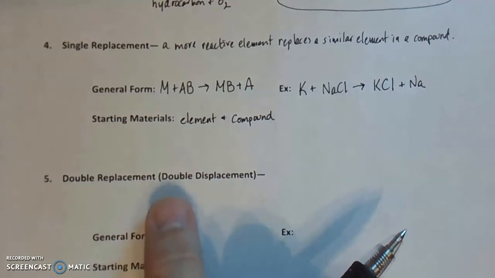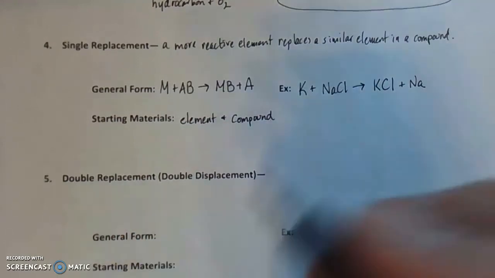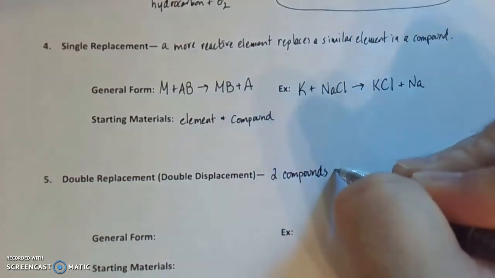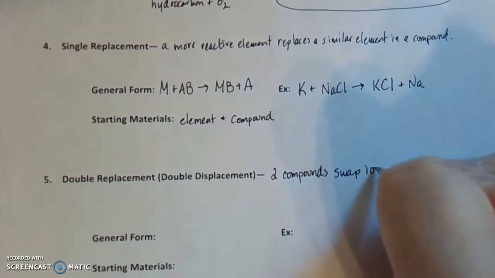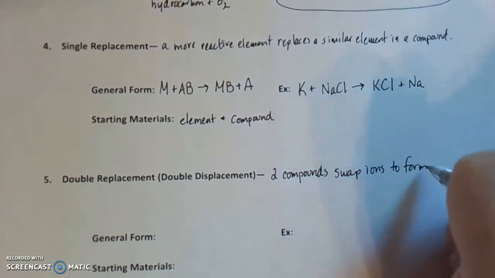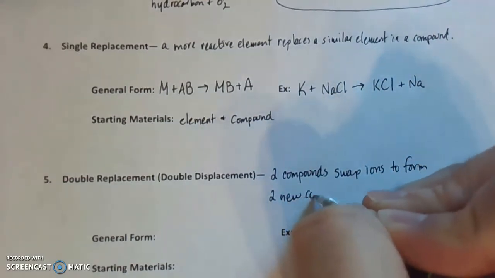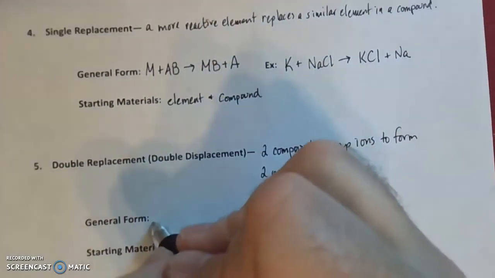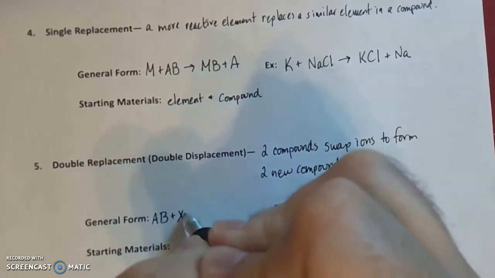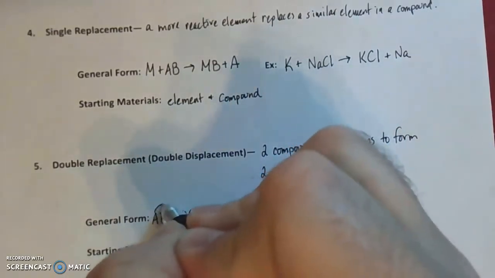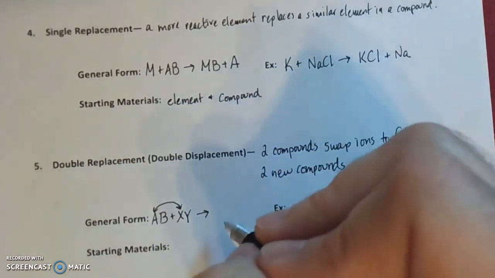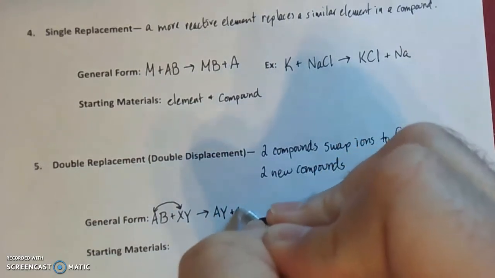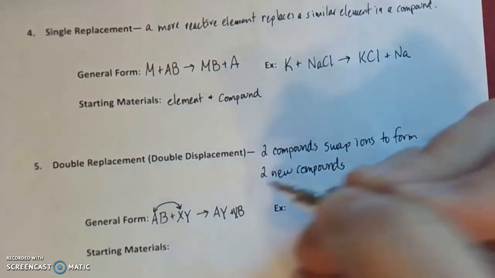Double replacement, we have two things swapping. So two compounds swap ions to form two new compounds. The general form here is AB plus XY. A and X are going to swap places, so we're going to end up with A paired with Y and B paired with X.